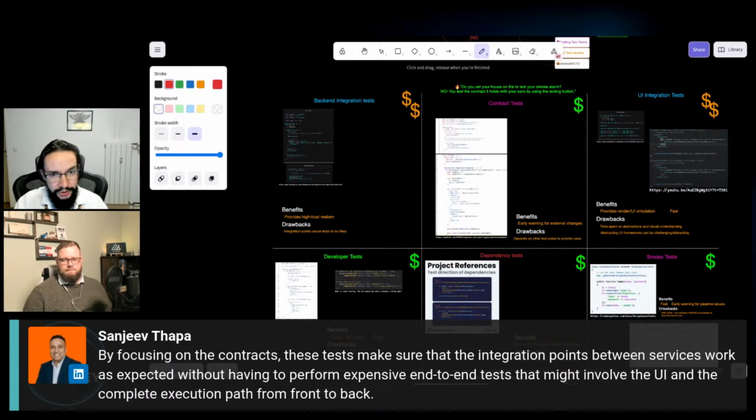Sanjeev mentions, by focusing on the contracts, these tests make sure that the integration points between services work effectively without having to perform expensive end-to-end tests that might involve the UI and the complete execution path from front to back. Yeah, so the problem with end-to-end tests is that they are closer to smoke tests. They tell you something's wrong, but you don't know what. Is the problem UI specific? Is the problem middleware specific? Is the problem that we run on this space somewhere? Is the problem that I'm on the wrong domain name? Did my SSL certificate expire and I'm doing SSL termination incorrectly? So the end-to-end test generally won't tell you what's wrong. It acts like a smoke test, which is why I didn't put end-to-end tests onto this, because it's nonsense. And they're super expensive.